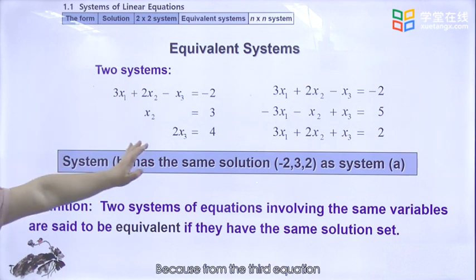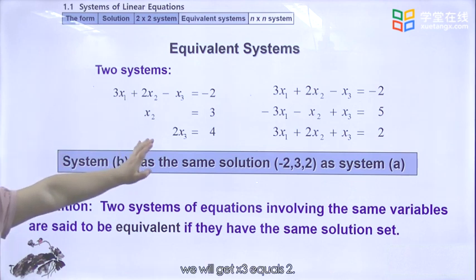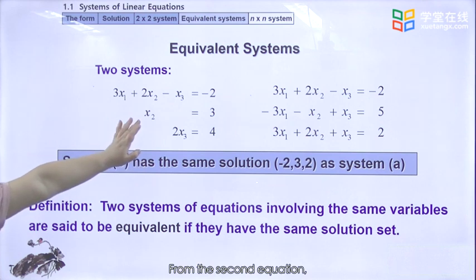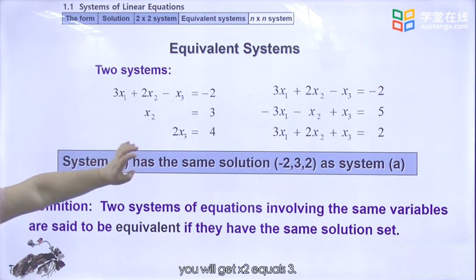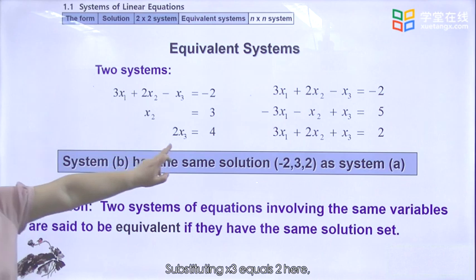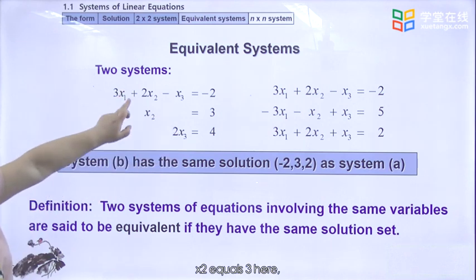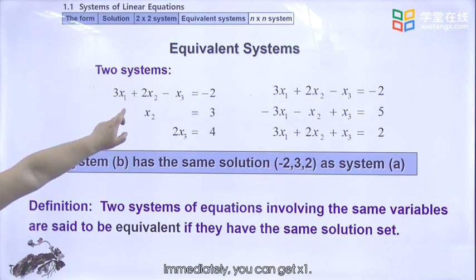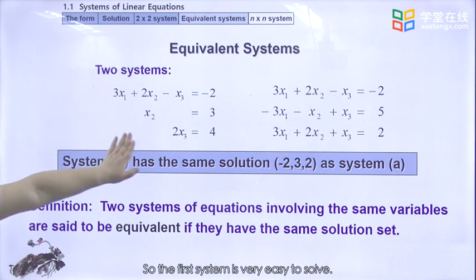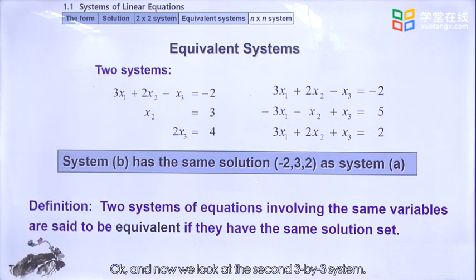Because from the third equation, you will get x3 equals 2. And from the second equation, you will get x2 equals 3. Substituting x3 equals 2 and x2 equals 3 into the first equation, immediately you can get x1. So the first system is very easy to solve. Okay, and now we look at the second 3 by 3 system.